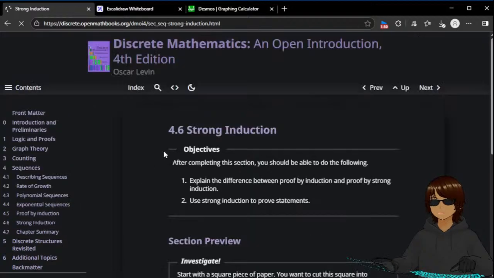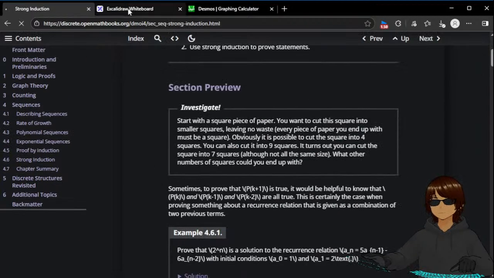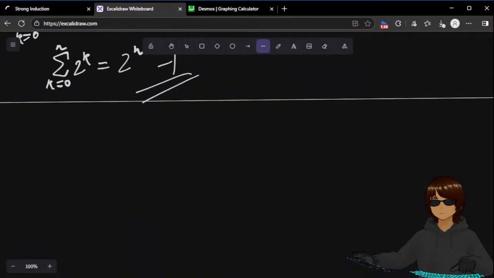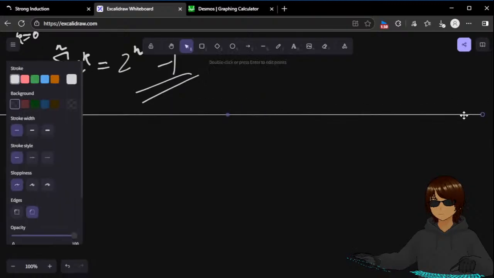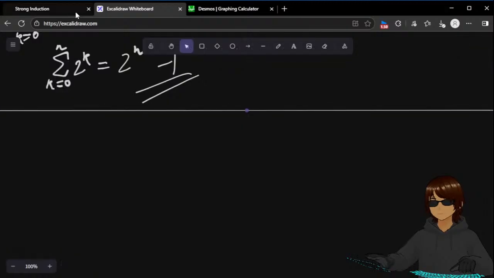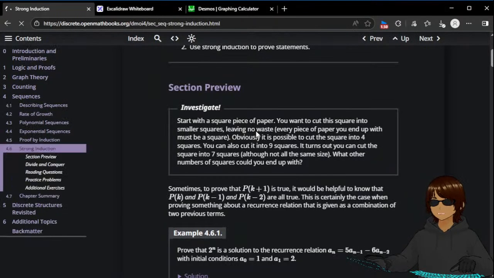Okay, next chapter. Start with a square piece of paper. You want to cut the square into smaller squares, leaving no waste. Obviously, it is impossible to cut the square into 4 squares. You can also cut it into 9 squares. Turns out you can cut the square into 7 squares, although not all the same size. What other number of squares could you end up with?